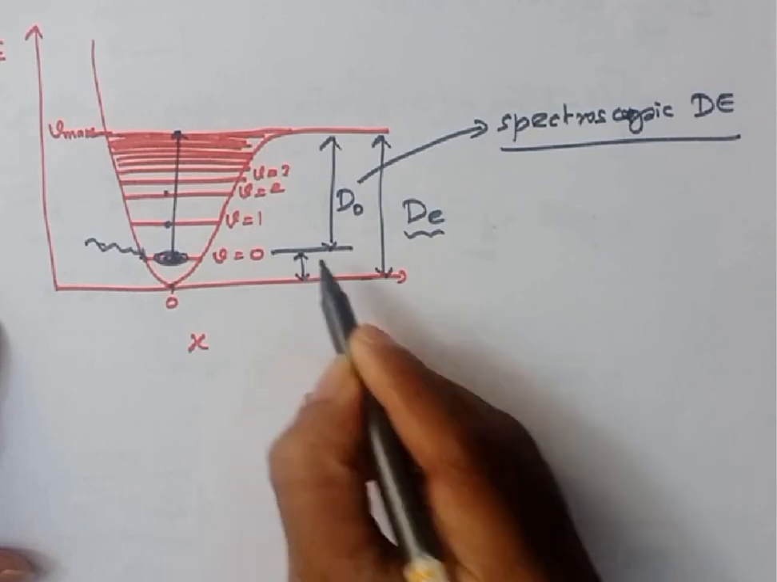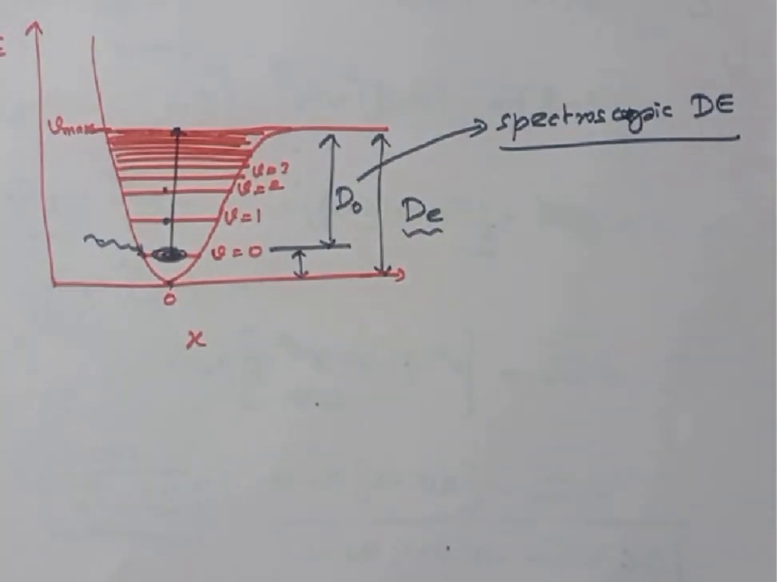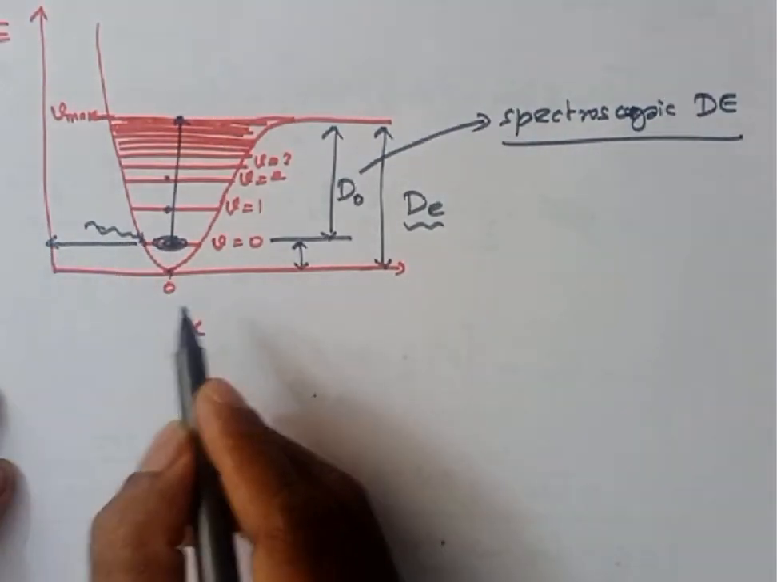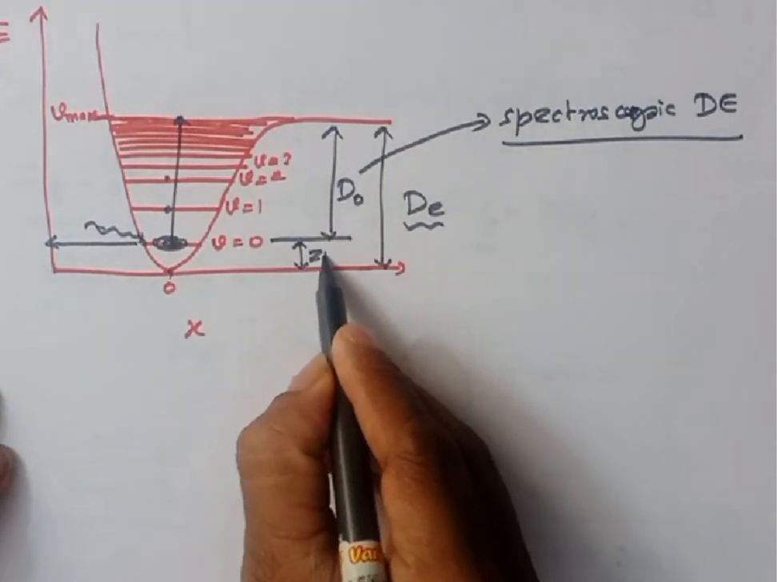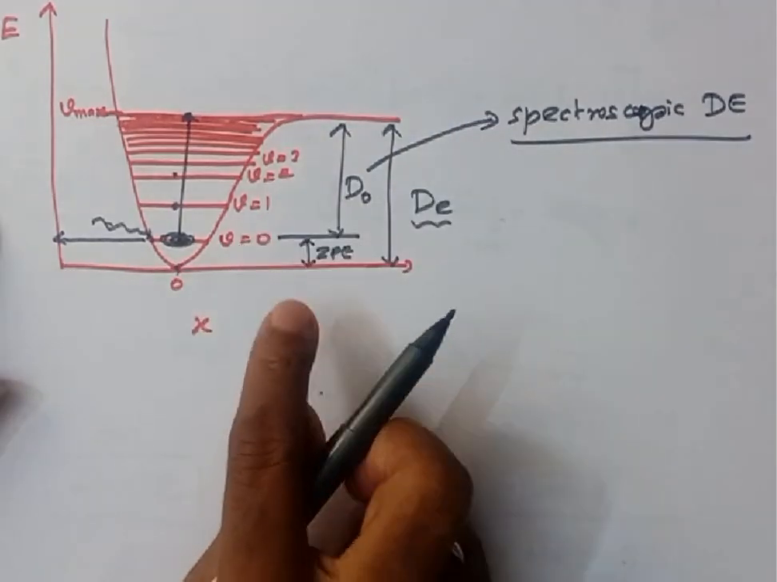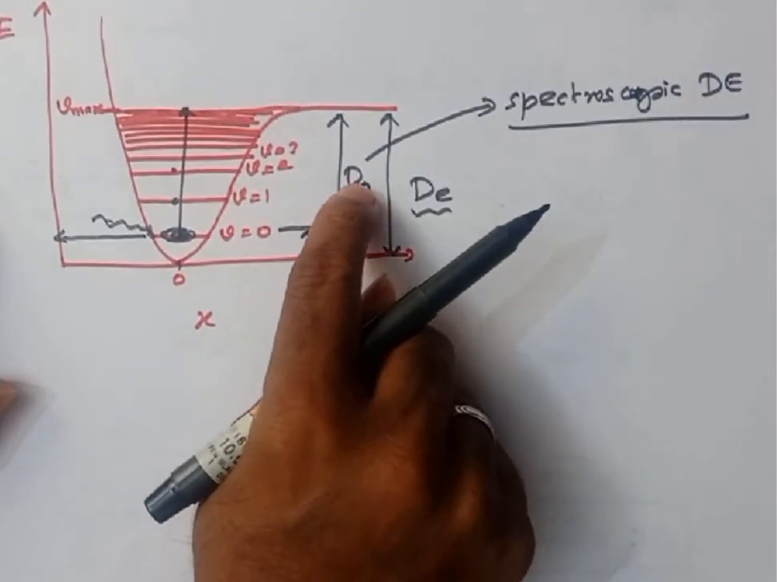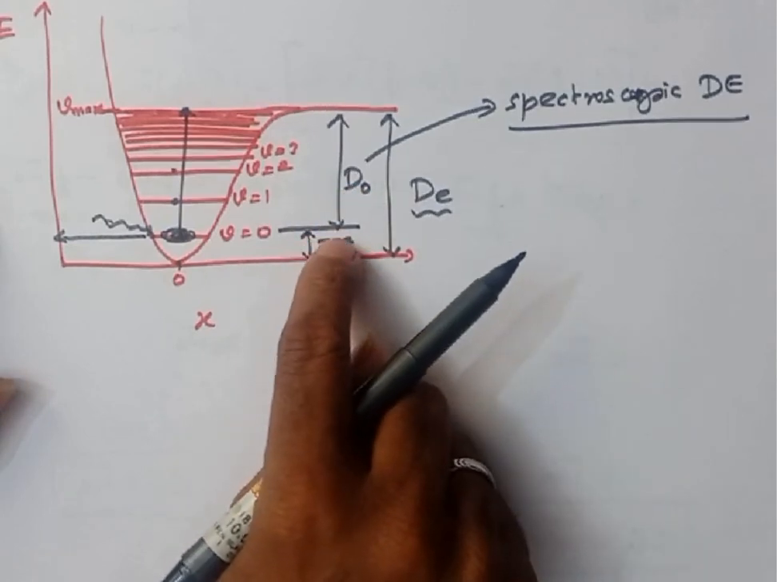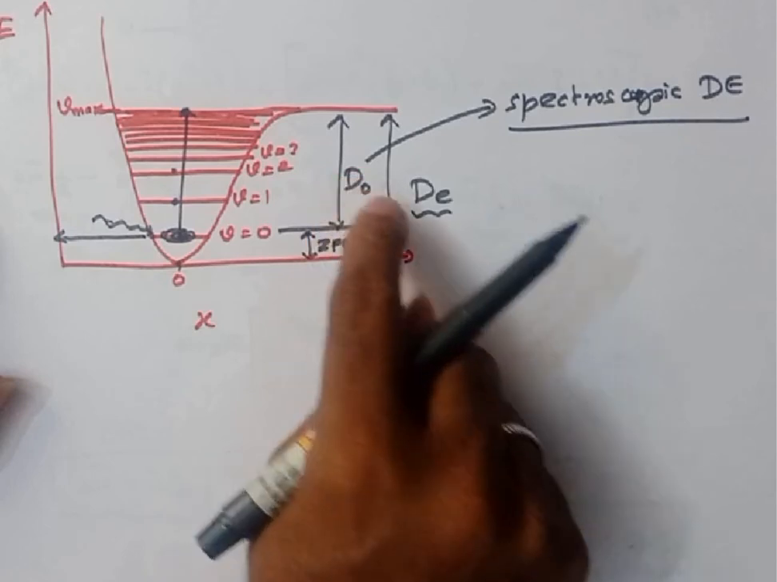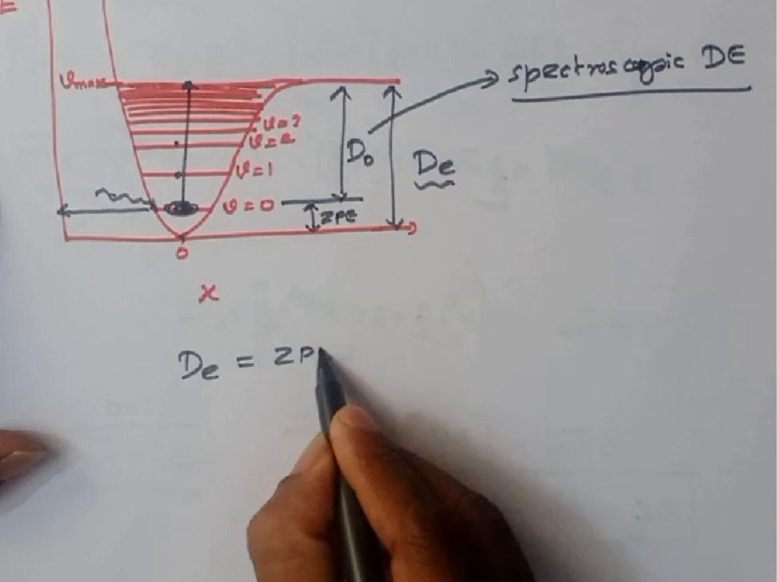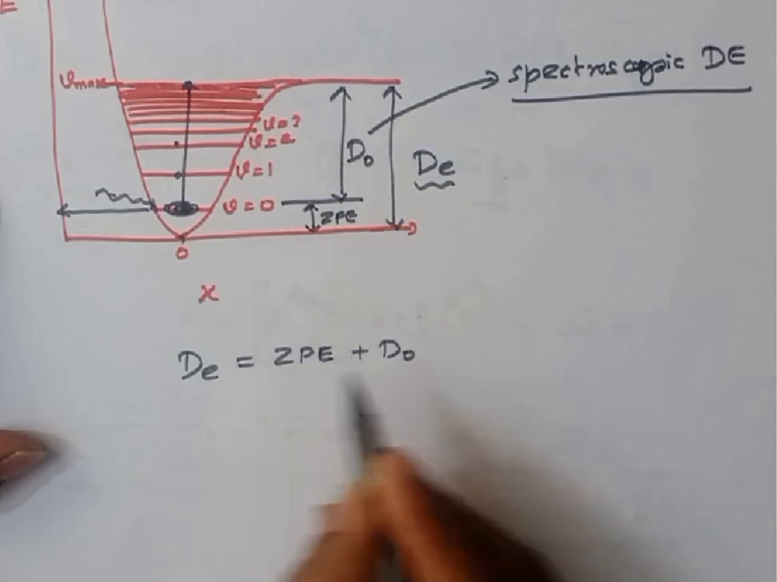What is this gap, students? Anyone? What is this energy? Zero point energy. So this gap is nothing but the zero point energy of the molecule. If you know the zero point energy quantum mechanically, and you can find D0 through experiment, then if you add the two, you will get DE. So equilibrium dissociation energy equals the zero point energy of the molecule plus D0.